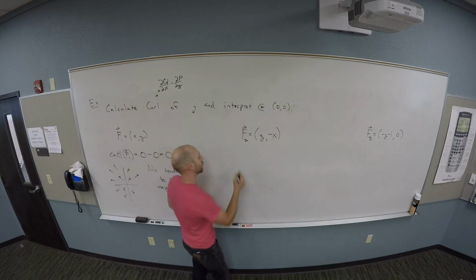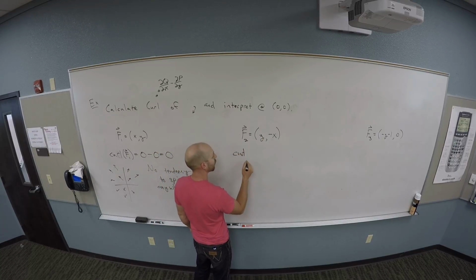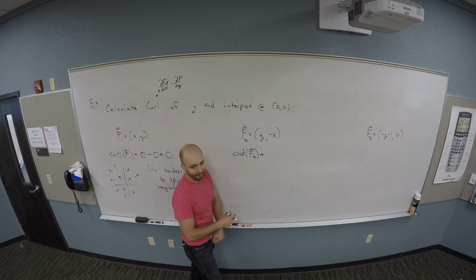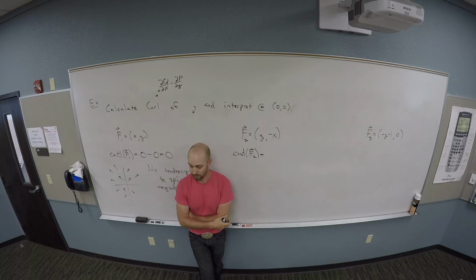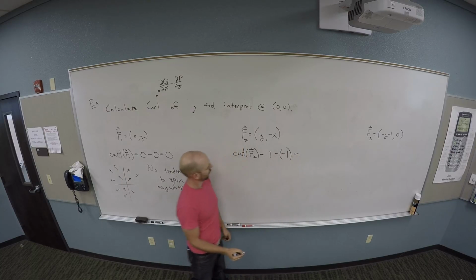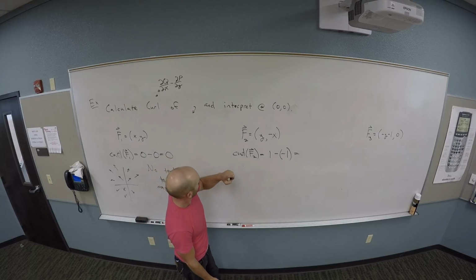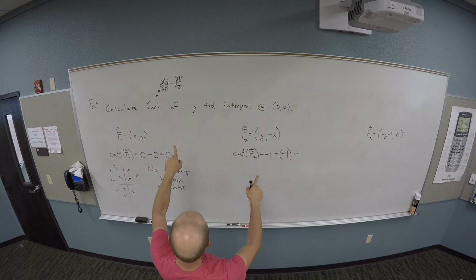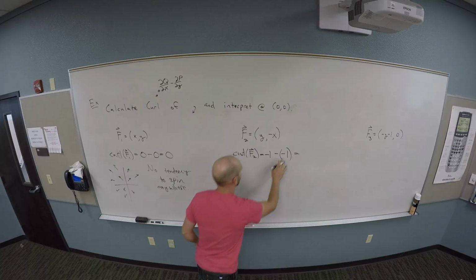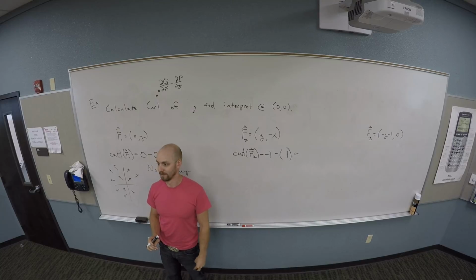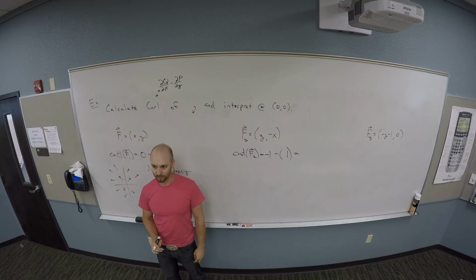All right, how about F2? What's the curl of F2, which is y comma minus x? It reads like 1 minus negative 1 is negative 1, minus 1. Yeah. So that would spin to the right, right? It'd be like, from your perspective, this way.